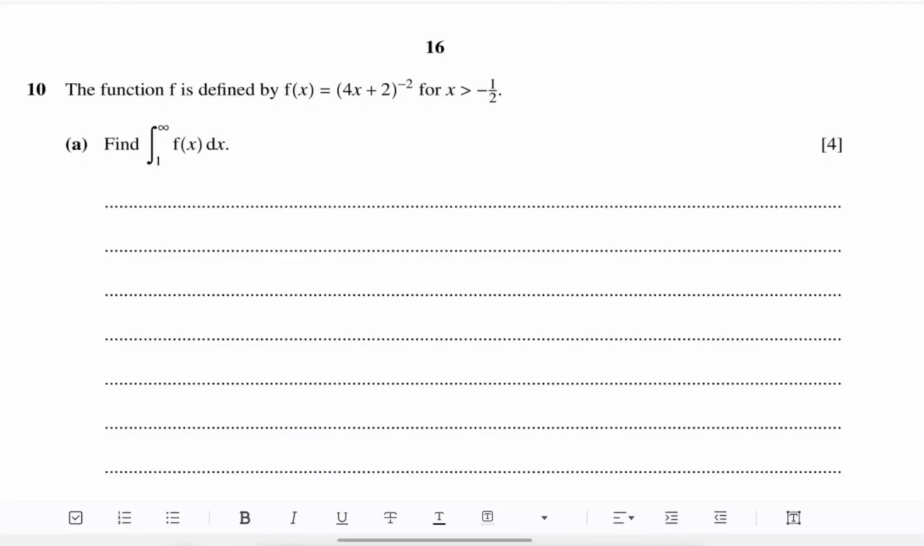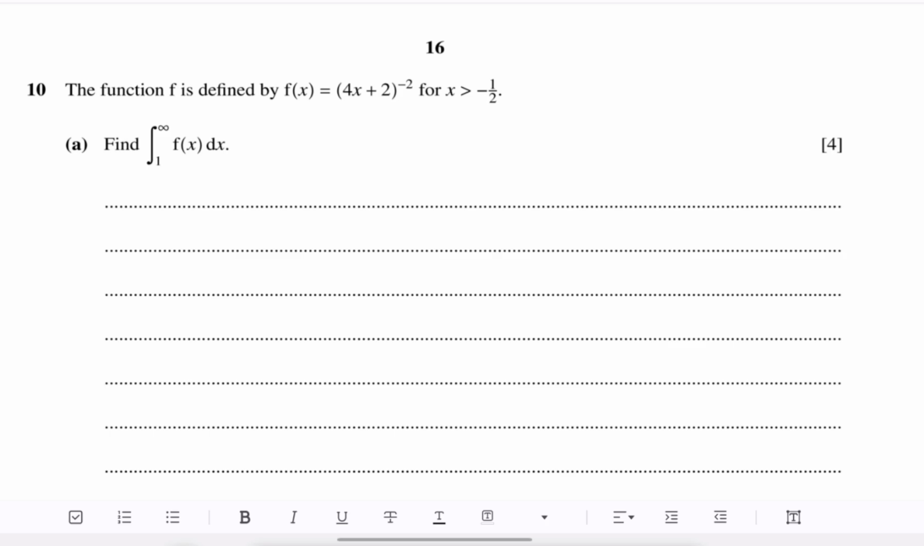Hi everyone, in this video I'm going to try and explain the concept of improper integrals at AS level. We have a question here which says the function f is defined by f of x equals (4x + 2) to the power minus 2, for x greater than minus 1 over 2. Then part A says find the integral of f of x with infinity and 1 as our limits, with respect to x.